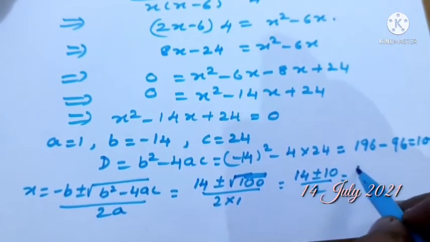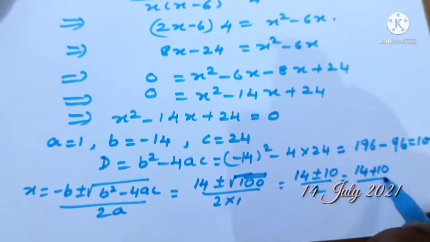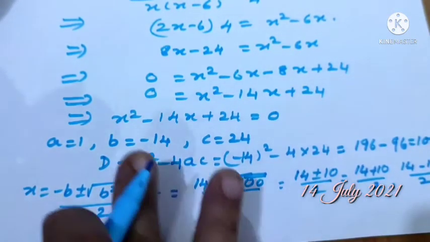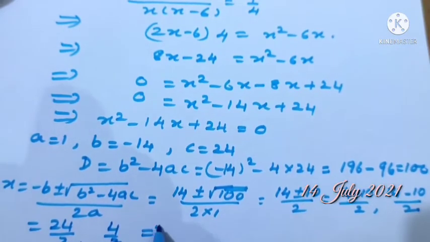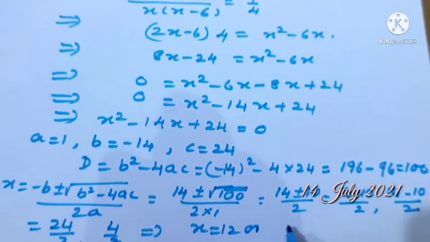So 14 plus 10 by 2, and 14 minus 10 by 2, so 24 by 2 and 4 by 2, implies x equal to 12 or x equal to 2.